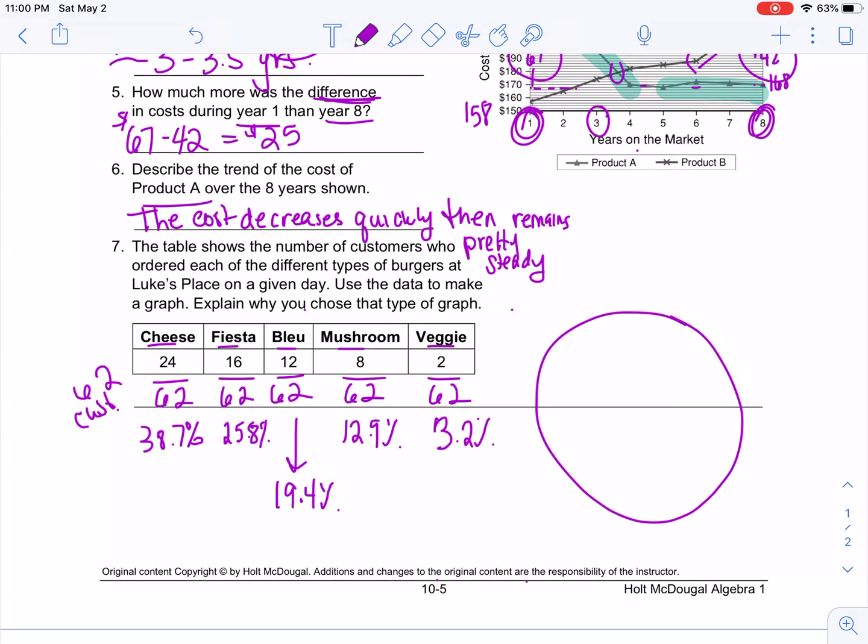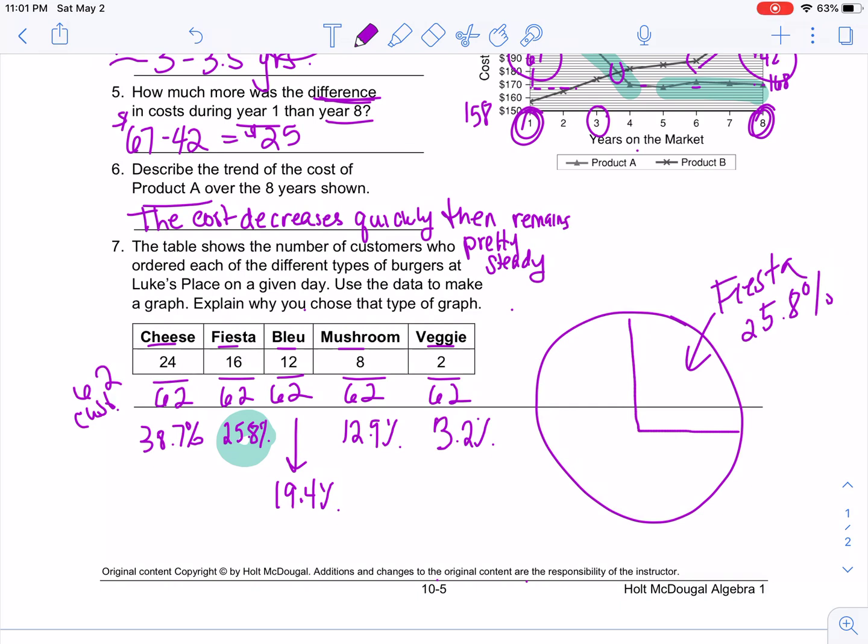So if I take a look, I'm going to look for any of those pieces that are like a quarter of the circle graph or half of the circle graph. So I'm going to start off with my Fiesta burger and make it about a fourth. Okay, so that's Fiesta. And that's about 25.8%. All right, so then my next group, I'm going to take a look. Well, what makes sense in terms of quarters or halves?